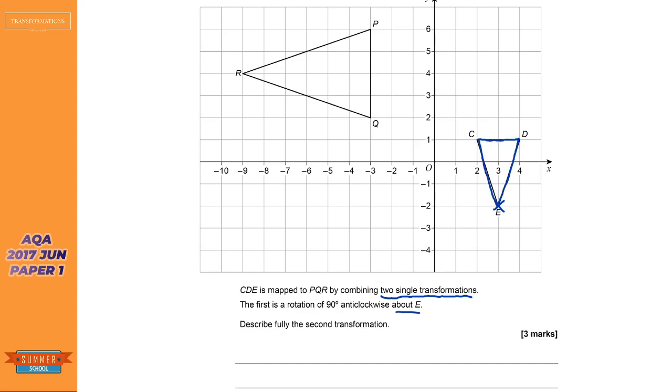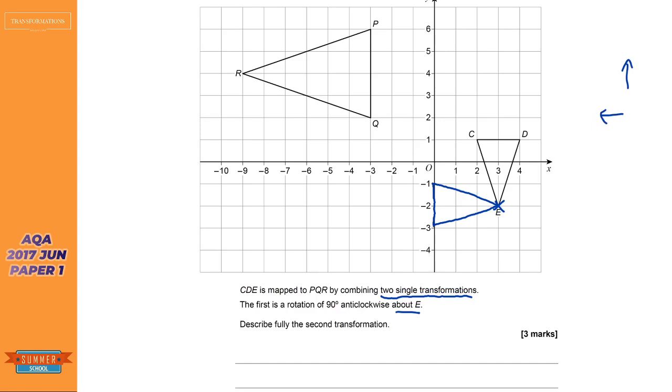Okay, and normally you'd use tracing paper for this. So 90 degrees anti-clockwise will end up being like that. So when you get your tracing paper, you put your pen on the center of rotation, and you just move it around 90 degrees anti-clockwise. So if you start here, 90 degrees anti-clockwise would end up with the arrow looking like that.